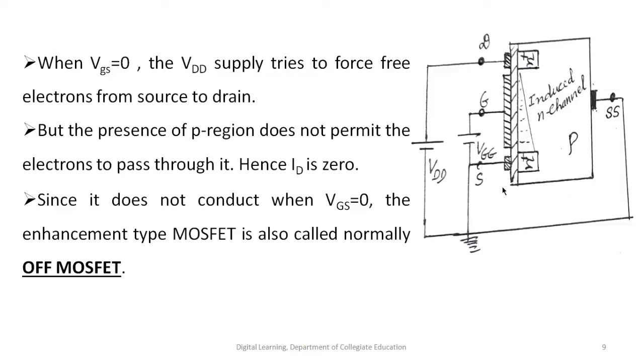Since it does not conduct when VGS is equal to 0, the enhancement type MOSFET is also called a normally off MOSFET. So when VGS is equal to 0, the MOSFET doesn't conduct, therefore it is called an off MOSFET.